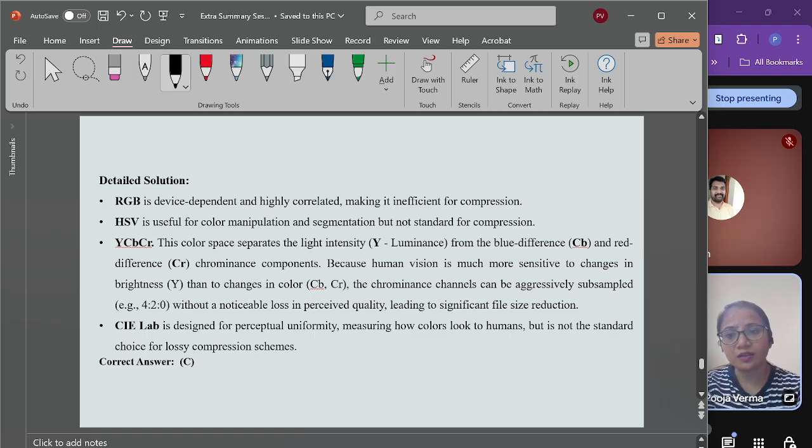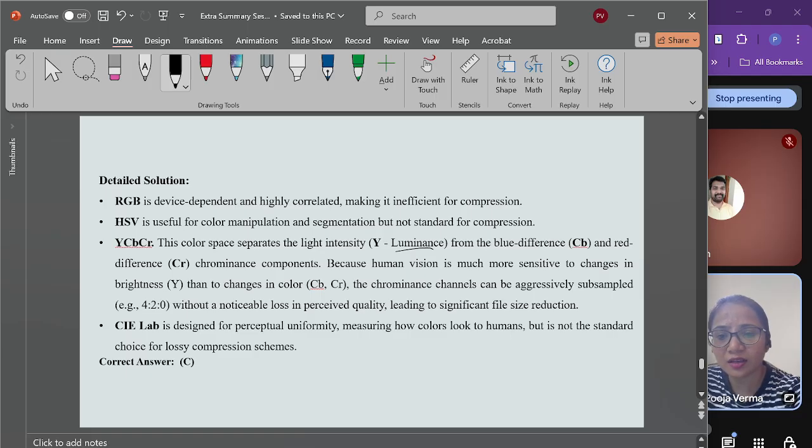Okay. Another one is YCbCr. This color space separates the intensity value, that is Y luminance, from the blue difference Cb and red difference Cr chrominance components. Because human vision is much more sensitive to changes in brightness than changes in color, the chrominance can be aggressively subsampled without noticeable loss in perceived quality, leading to significant file size reduction or compression. So YCbCr is the most appropriate color space for image compression, that is it.